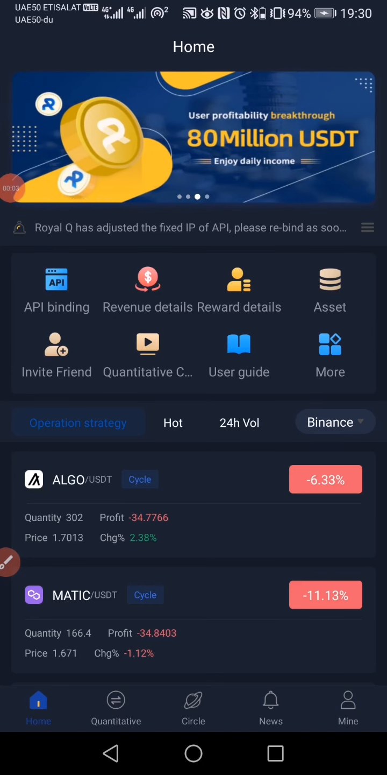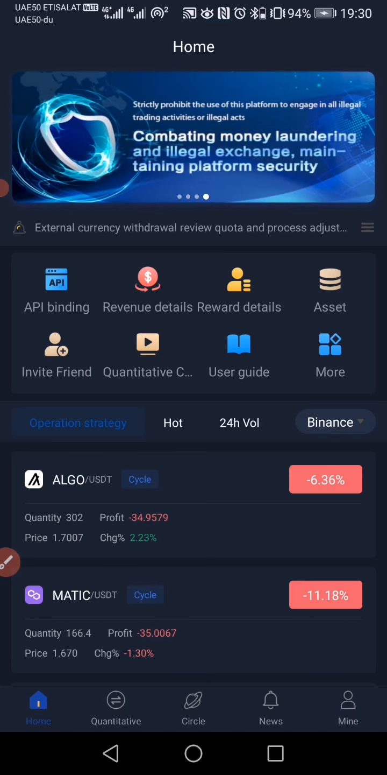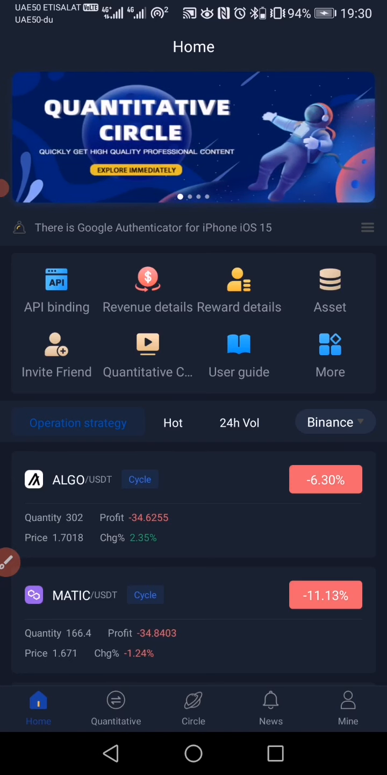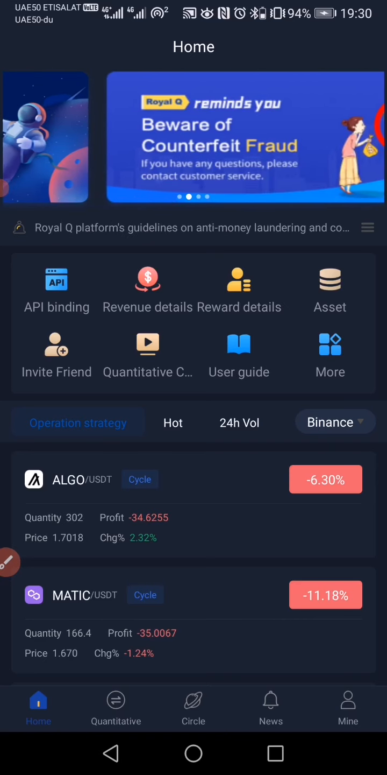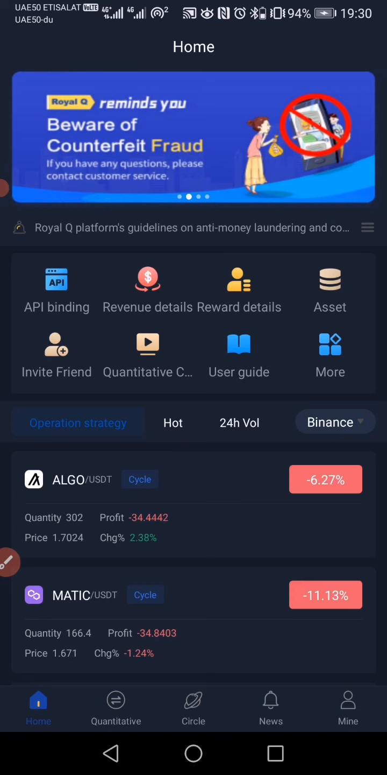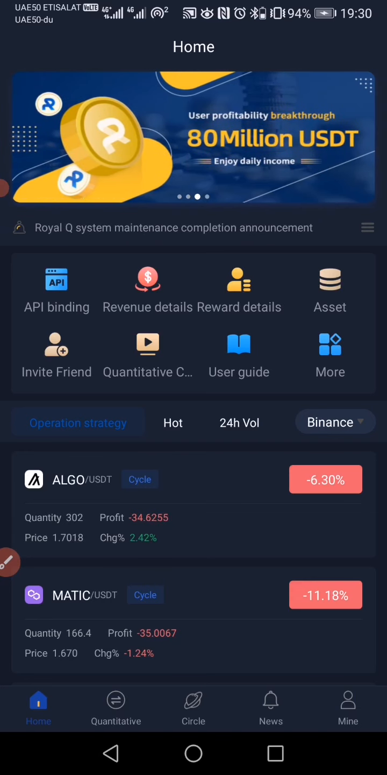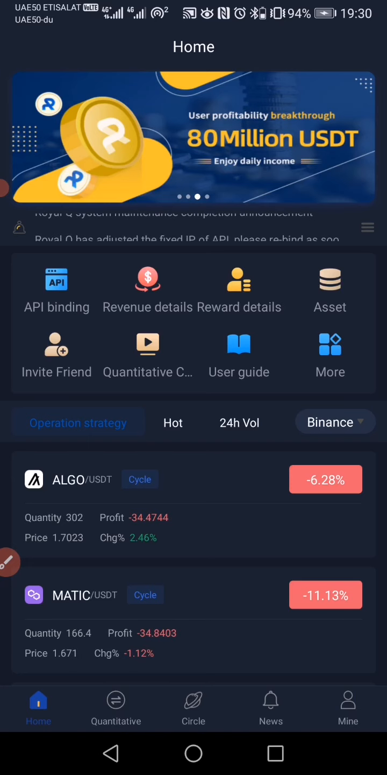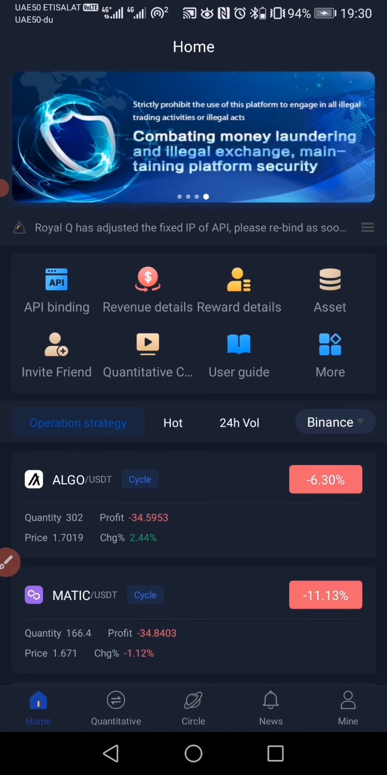Hello guys, today I will be explaining the relationship between average price and current price, and how the average price is affected by buying and selling on Royal Q bot. I will be illustrating today with ALGO.